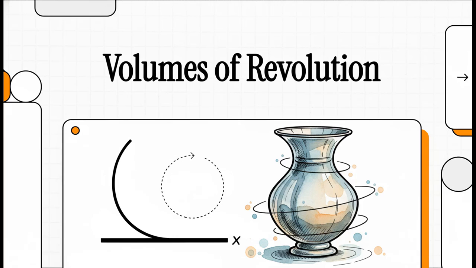Have you ever looked at a complex, curvy object like a vase and wondered, how could we possibly find its exact volume? Well, it turns out that with a little bit of spin and the power of calculus, we can take a simple 2D function, turn it into a 3D solid, and measure it perfectly. Let's dive in and see how it's done.